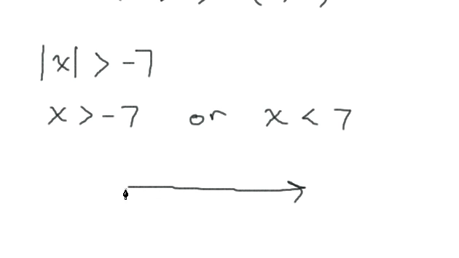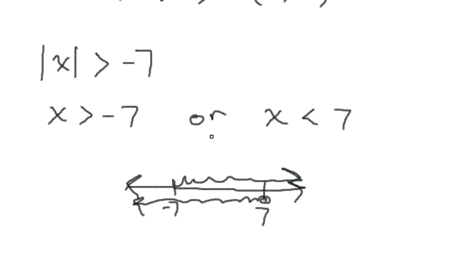And as you can see, if I were to put negative 7 here and 7 here, x is greater than negative 7, so everything to the right. x is less than 7, everything to the left. But because we're using or, that means everything from negative infinity to positive infinity.